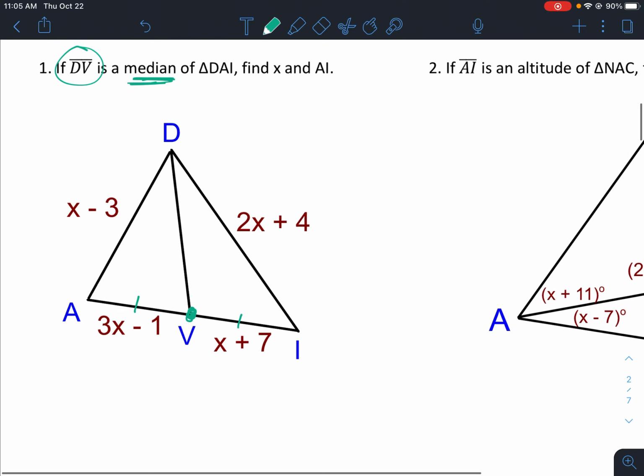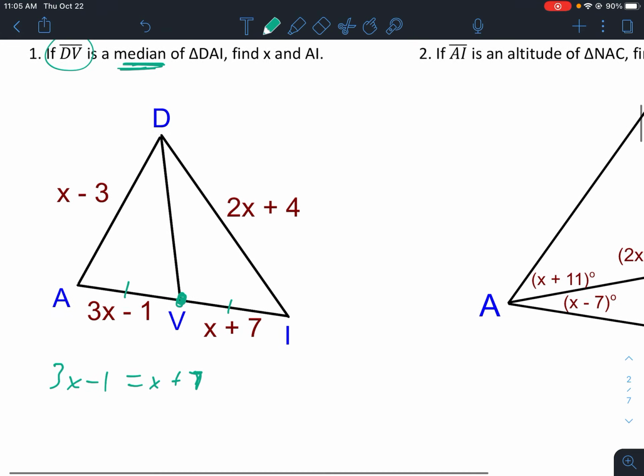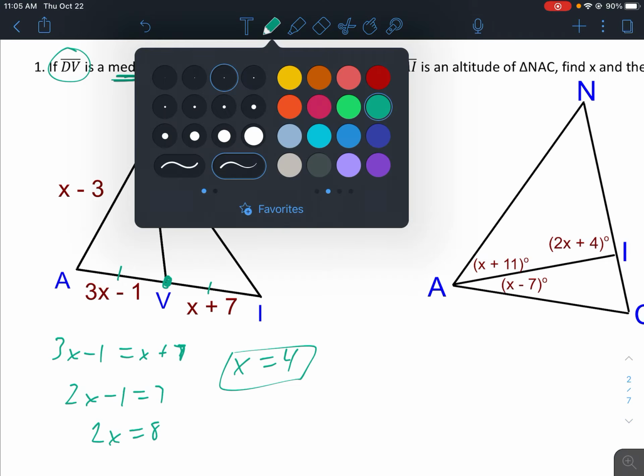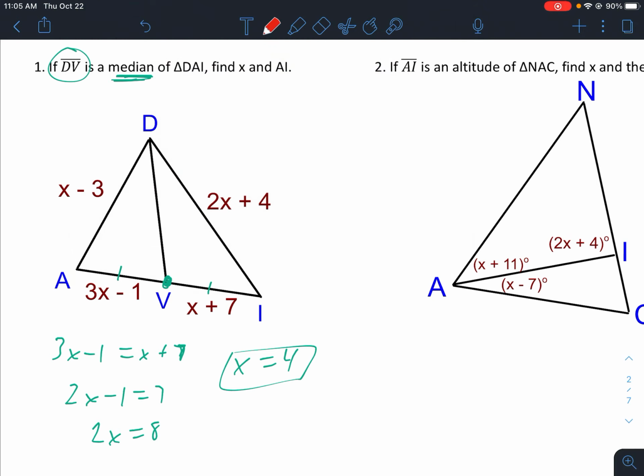So now that I know that, 3x minus 1 must equal x plus 7. The other two sides mean nothing here. We don't know anything about them right now. But all we do know is that 3x minus 1 must equal x plus 7 because of the word median. So solving this, subtracting x from both sides and adding 1 to both sides and then dividing by 2, we should get x equals 4. To find AI, we got to put 4 into AV, and that would give us 11, and into VI, and that would give us 11. So AI is equal to 11 plus 11, or 22.